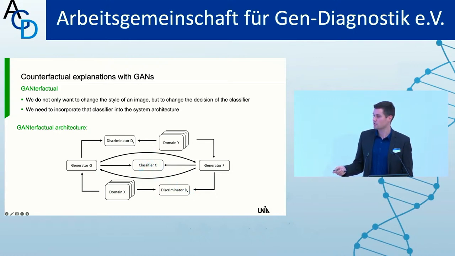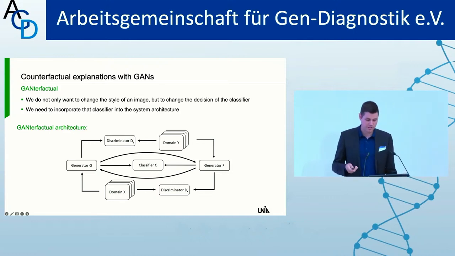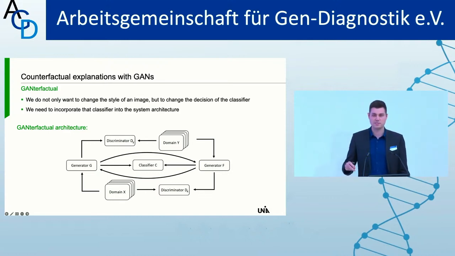So the generator always puts out an output, and the generated image of one generator goes in as the input for the other generator and vice versa. And as such, we always try to predict with the classifier if the prediction has changed or not. With such an approach, we can generate images that are based on the original, but slightly modified to produce a different decision.